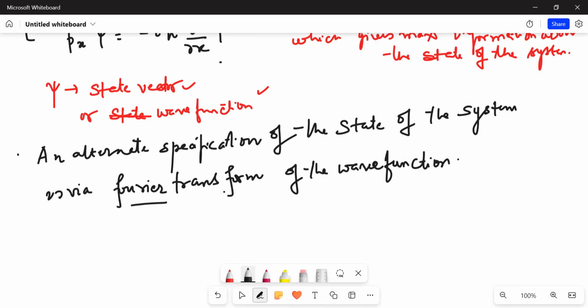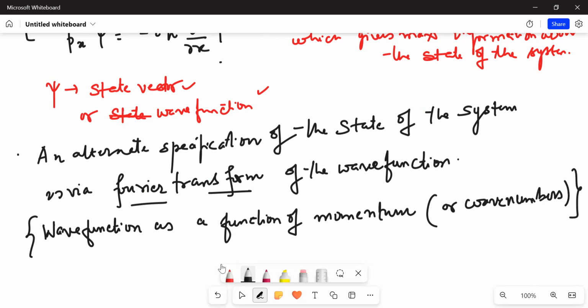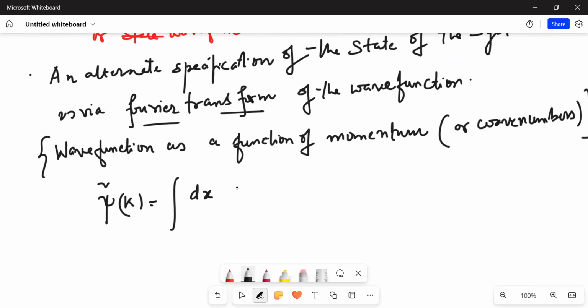That is, by executing a Fourier transform, we can write our wave function as a function of momentum, or simply wave numbers. Okay, so how to do that? Basically, we take a Fourier transform. If you want to write our wave function in the form of k, we'll take a Fourier transform of our wave function in position.